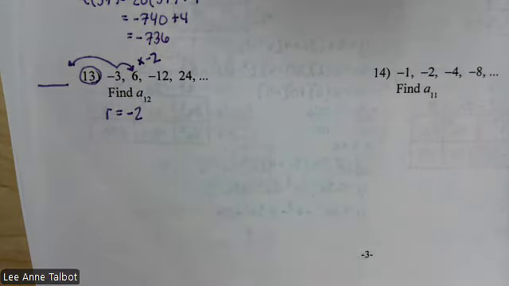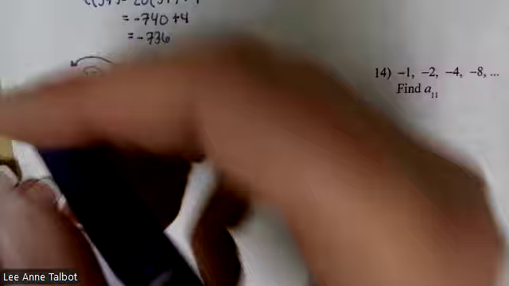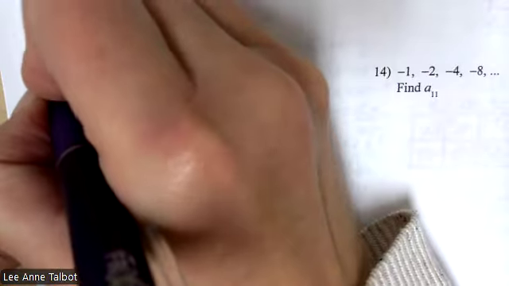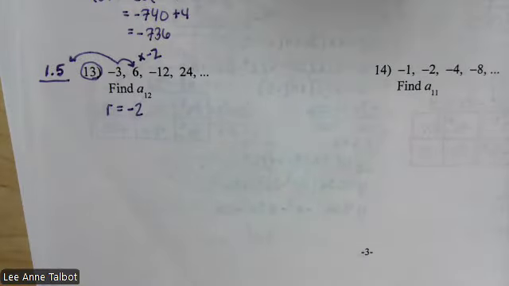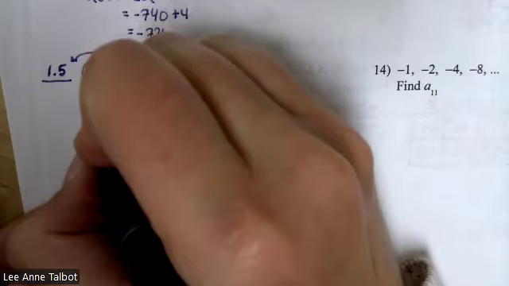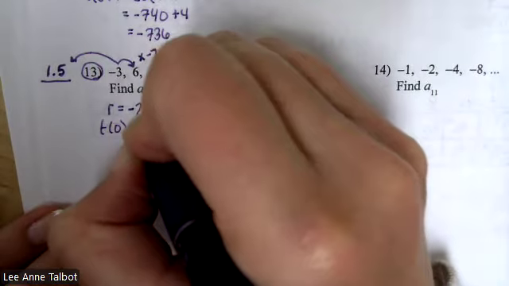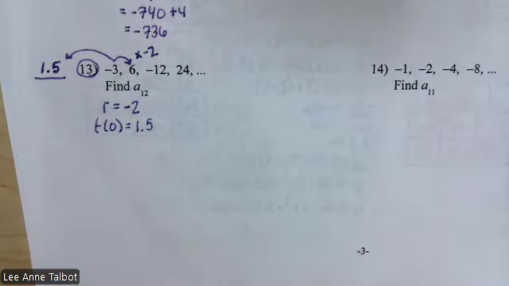Okay, here's a little bit harder question. What number would be in front of the sequence? 1.5, great. Positive 1.5. And we still call that term 0, so term 0 equals positive 1.5.